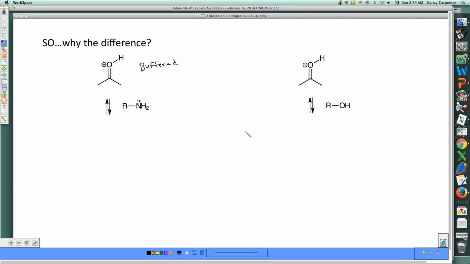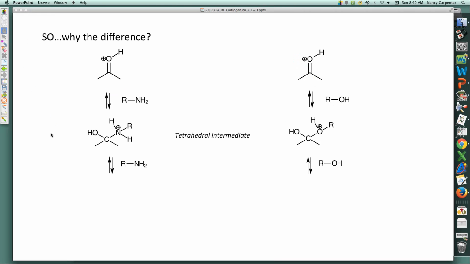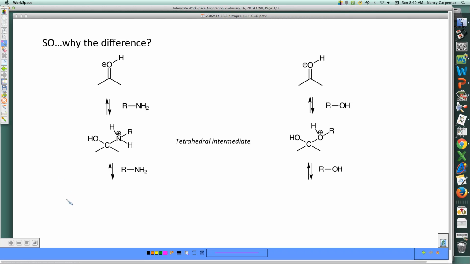But it does have to be under acid catalysis, and of course the first step is exactly the same for both nucleophiles. Attack at the carbonyl carbon to give you the tetrahedral intermediate. Okay, so that should look fine and dandy. Here's the new bond that we've made right here.